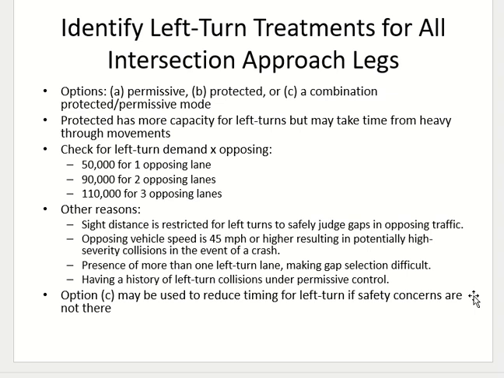Other reasons for making the left turning protected can be these. Side distance: the left turning vehicles do not have enough side distance, so they have to be made protected, otherwise there will be crashes. The vehicles coming from the opposing direction have a speed of more than 45 miles per hour. So it's a high speed road, so you cannot take a chance. You have to make the left turning protected.